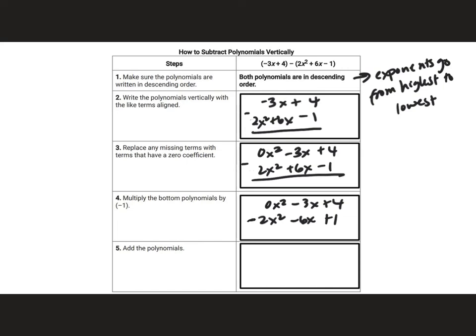Okay. Now all I have to do is just add the polynomials, right? So when I add the polynomials, 0x squared plus negative 2x squared is going to give me negative 2x squared. Negative 3x plus negative 6x gives me negative 9x, and then 4 plus 1 gives me 5.